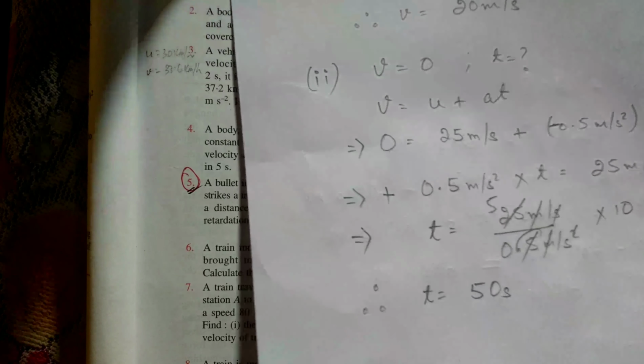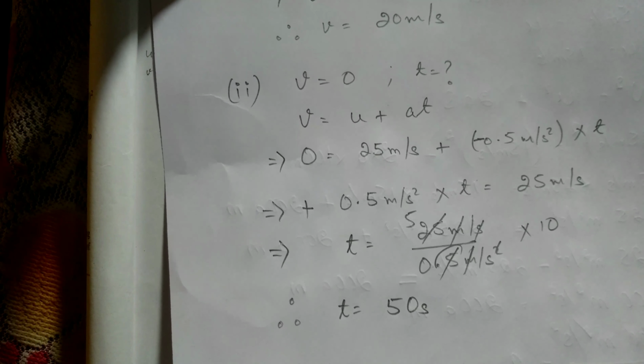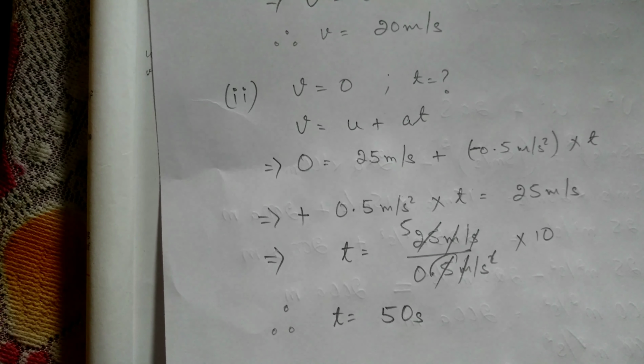Number 2, when the velocity is 0, I'm supposed to find the time. Again, I can use v equals u plus at, and velocity is 0. Initial velocity was 25 meter per second, plus, with the bracket open, a minus sign. Why minus sign? Because it was retardation. 0.5 meter per second square multiplied by time. Doing the solution, I am getting t equals 50 seconds.